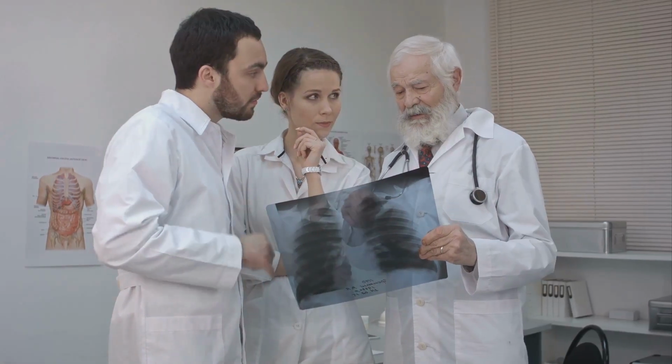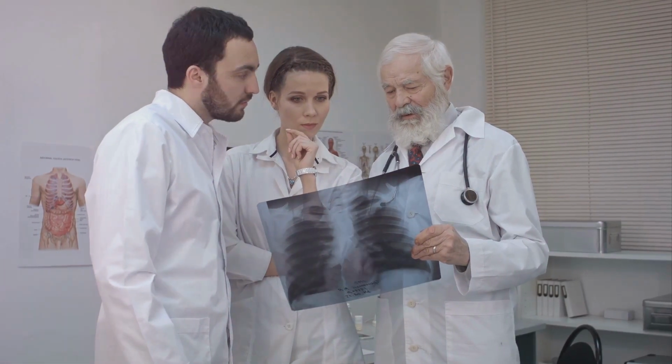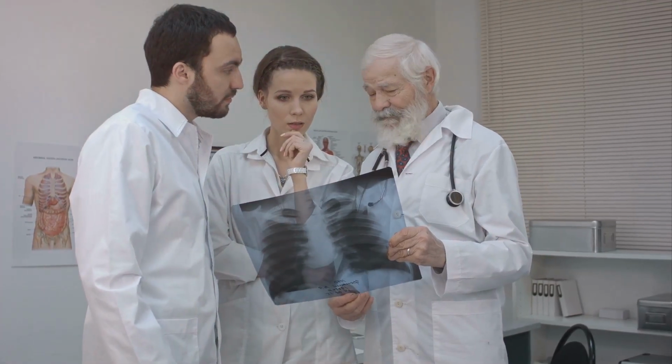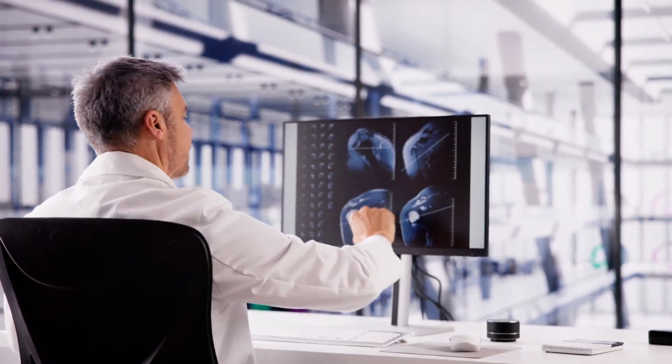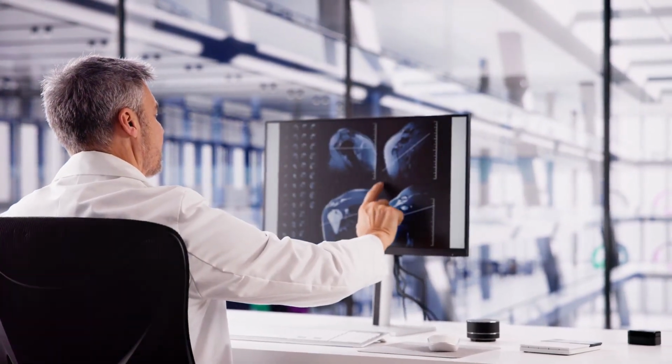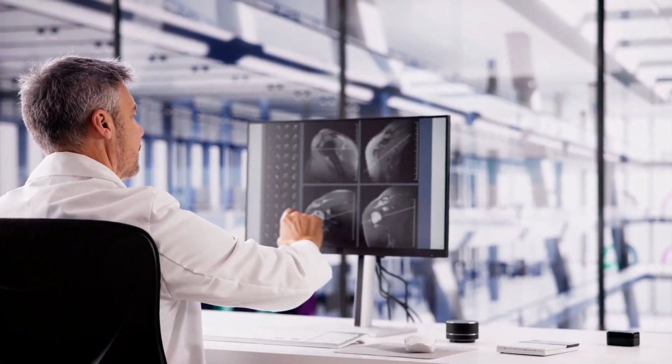In some cases, additional views may be ordered to get a more detailed look at specific areas. These may include axillary views or apical oblique views, which provide different angles and details. These additional views help visualize specific areas of the shoulder in greater detail, ensuring a thorough evaluation.